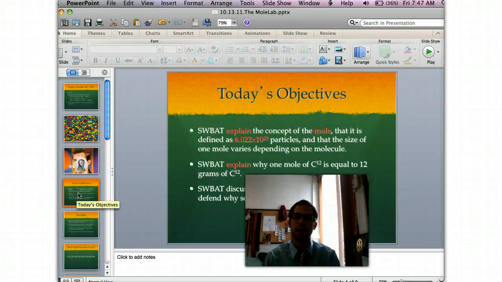Today's objectives. Students will be able to explain the concept of the mole that is defined as 6.022 times 10 to the 23rd particles, and that the size of one mole varies depending on the molecule. Students will be able to explain why 1 mole of C12 is equal to 12 grams of C12, and discuss the SI system of measurement, and defend why scientists use this to measure. So you can go ahead and pause and write those in. Once you're done, you can play the video again.